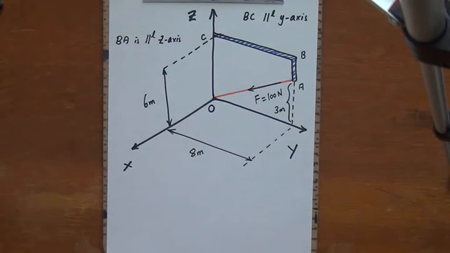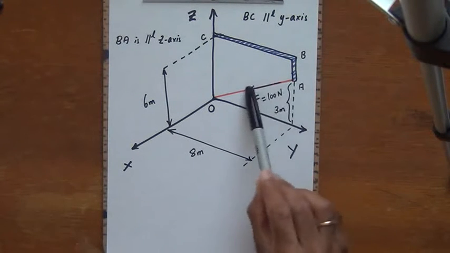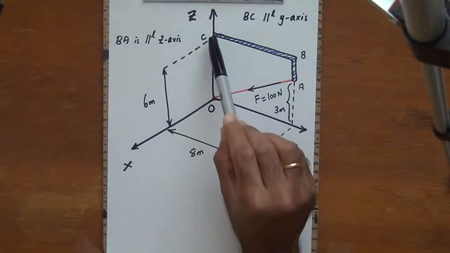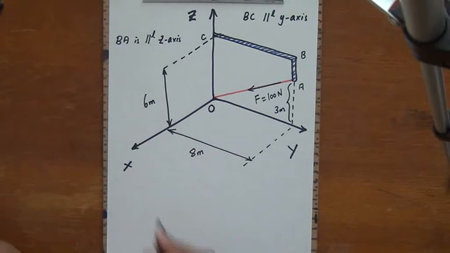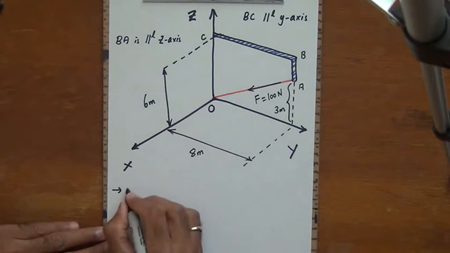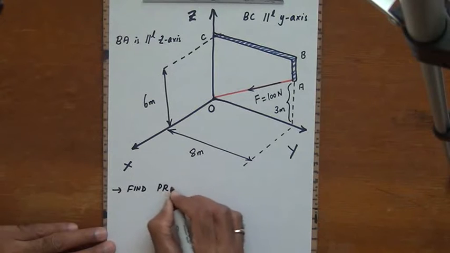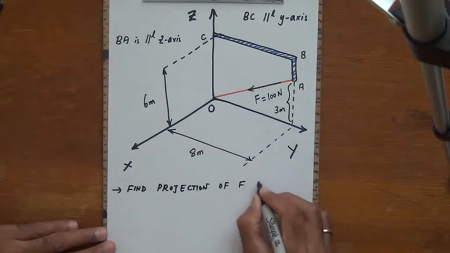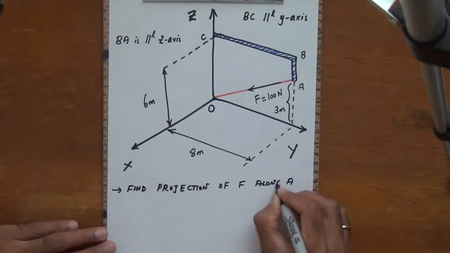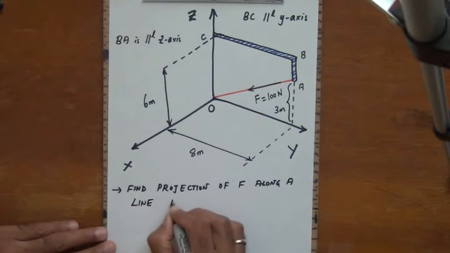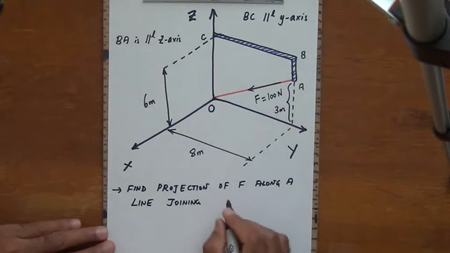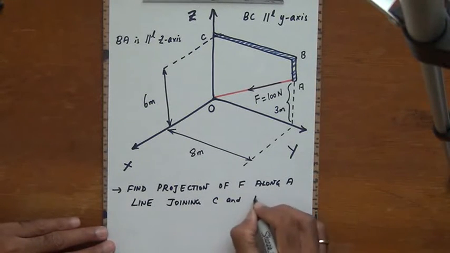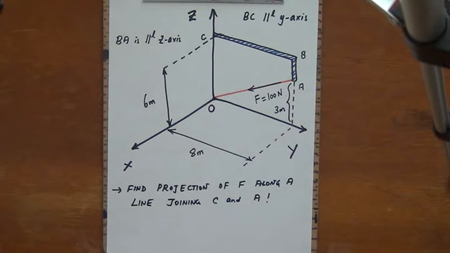There are a couple of things that we need to find out in this particular problem. First of all, the main thing to find out here is the projection of this force F along a line joining the point C and the point A. Okay, so find the projection of the force vector F along a line joining the point C and the point A. Alright, so this is the first part of the problem.